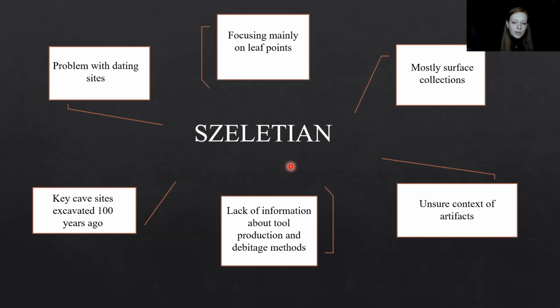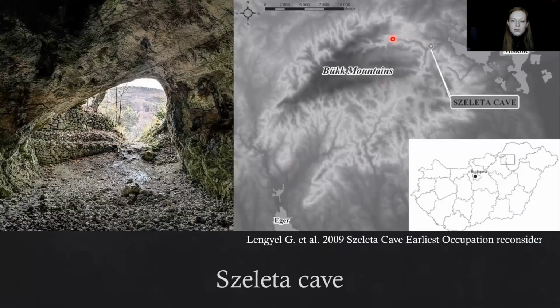So in the Szeletian, and basically in the Central European problem of industries with leaf points, we are focusing mainly on the leaf points. But the problem of the index fossil of the Szeletian, the so-called Szeletian leaf point, is difficult. To explain that more, I have to go to the eponymous site, the Szeleta cave, located in the Bükk Mountains, here in northern Hungary. The first excavation took place in 1906, and a later study actually divided two layers of Szeletian, the early Szeletian and the developed Szeletian.